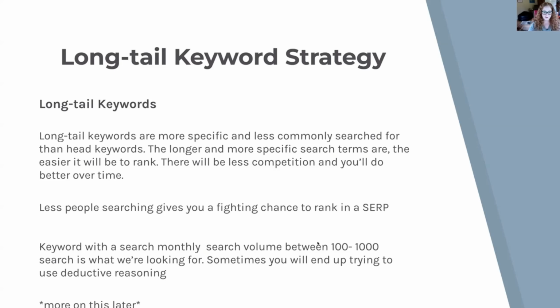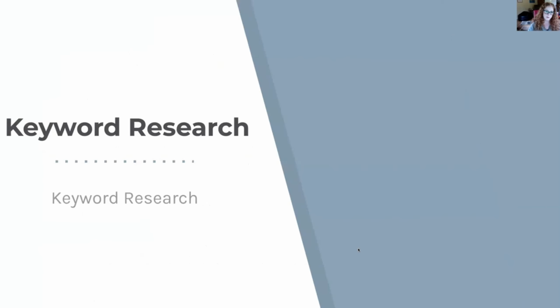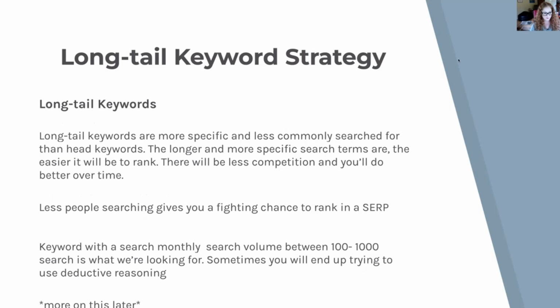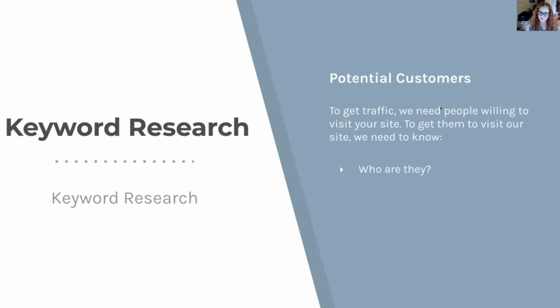If you see in the bottom last little bit of text, we're going to be looking for search volume that's in between 100 and 1,000. We'll figure that out by going into the Google Keyword Planner. Of course, more on this later. I have a template for you.